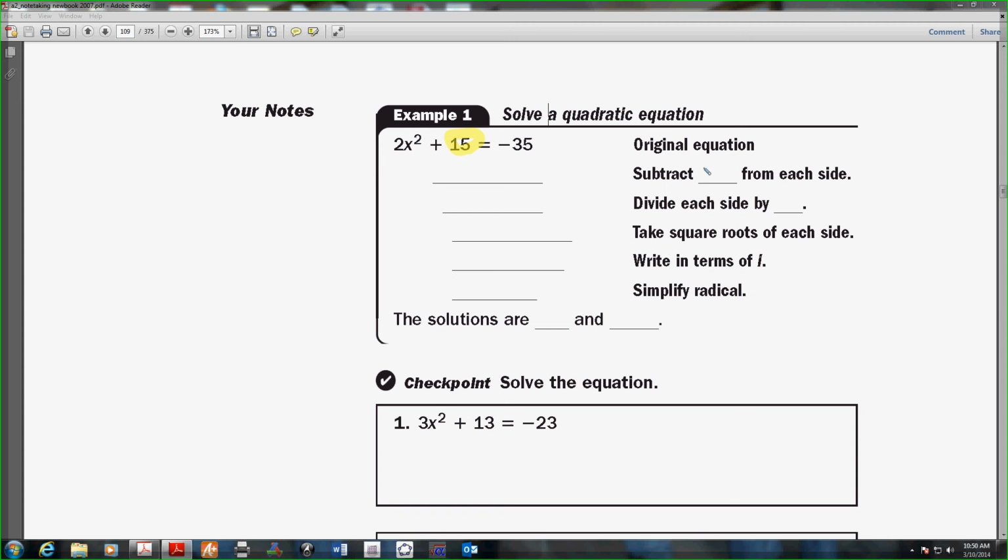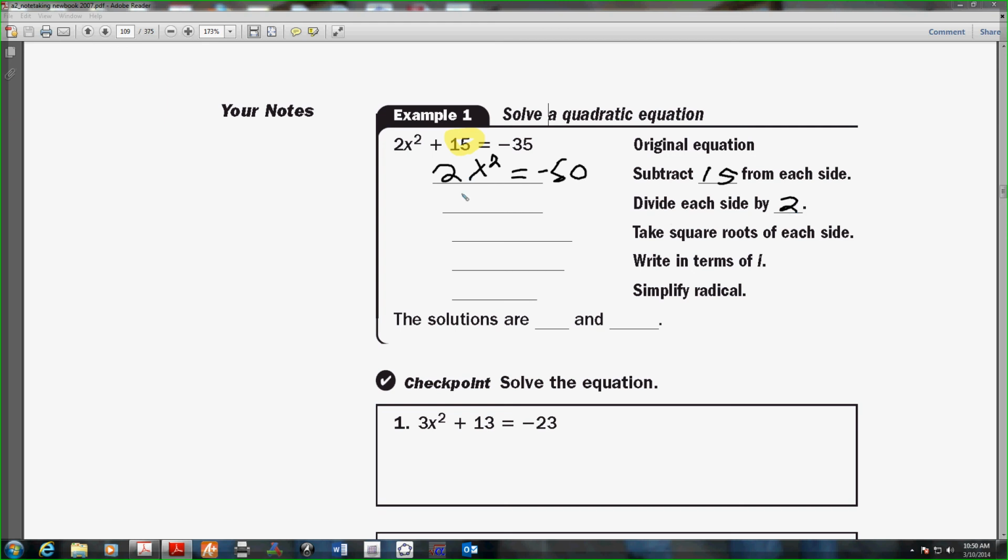subtract by 15. If I subtract by 15 both sides, I'm going to have 2x squared equals negative 50. Now, if you notice, this 2 is multiplying the x squared. The opposite process of multiplication is division, so we should divide each side by 2.